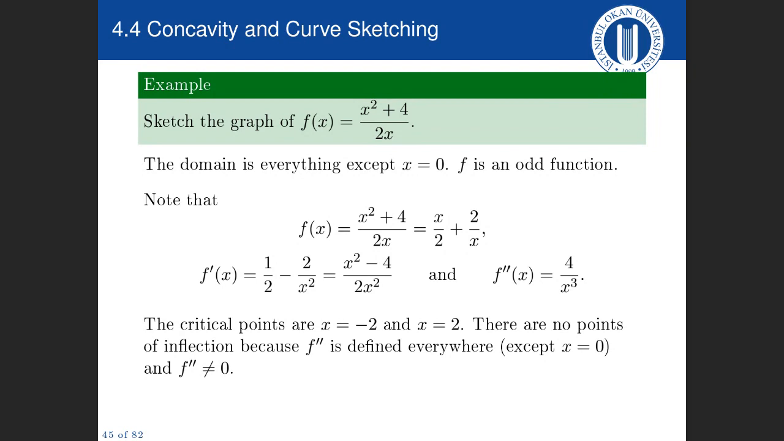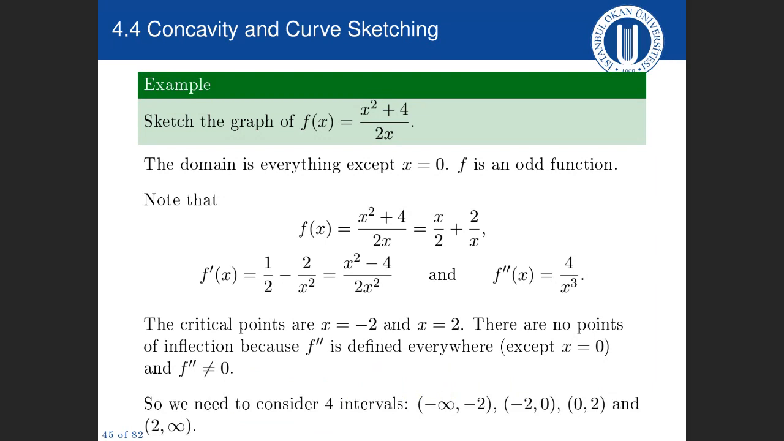So we have our domain that's from minus infinity to 0, union 0 to infinity, and we're going to cut this at the critical points. So we're going to cut it at minus 2, and we're going to cut it at 2. That gives us 4 intervals that we need to consider. From minus infinity to minus 2, from minus 2 to 0, from 0 to 2, and 2 to infinity.